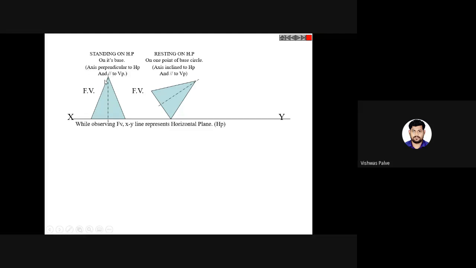The axis is perpendicular to HP, whereas the base is parallel to VP. Okay, on its base, the axis is perpendicular to HP and parallel to VP. So these conditions are there.